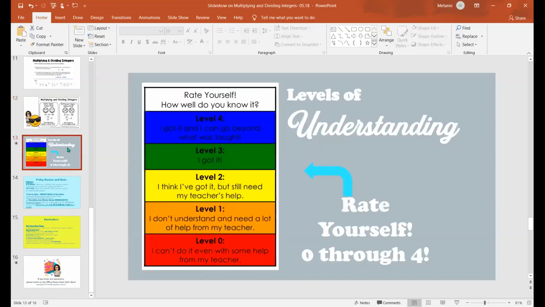once. Rate yourself. What level of understanding are you today for the skill of multiplying and dividing integers, or all negative and positive numbers, and decide where you stand on here.